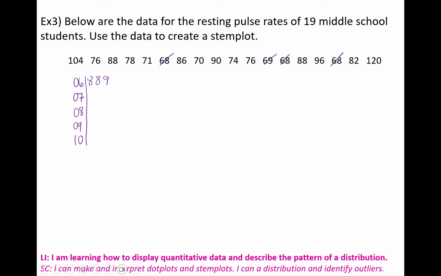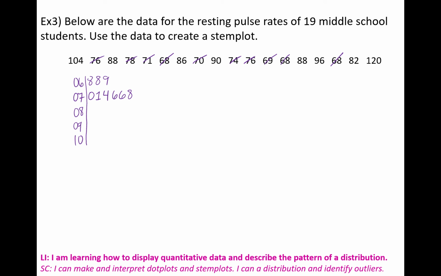Then I'm going to go to the next one. So my 70s, I'm going to try to do these in order. Let's see, I have 70, so I have literally a 0. Then I have 71, so then I would put a 1. And again, the numbers here, like with the dot plot, you want them to be roughly equally spaced. Next, it looks like I have 74, 76, 76, and 78. So I list the final digits in order.